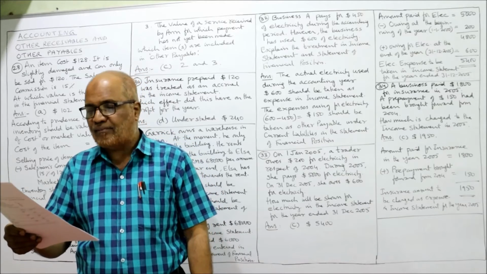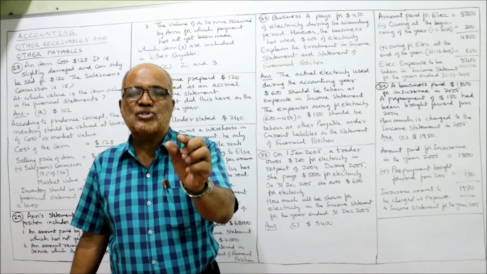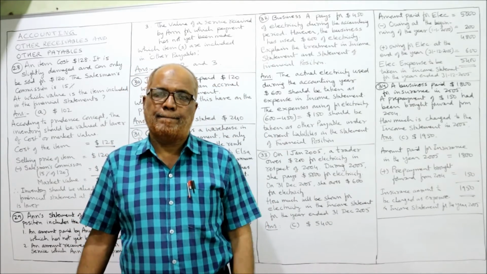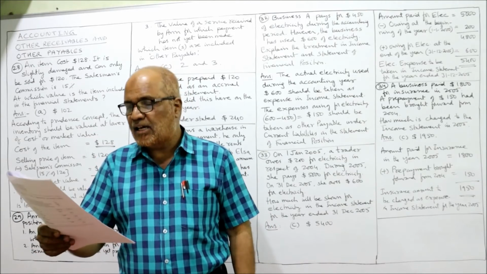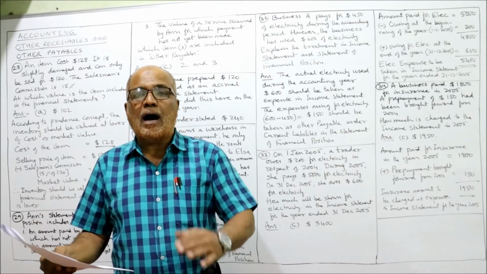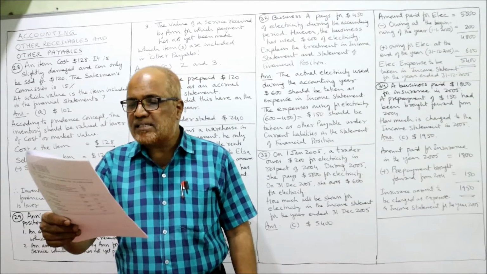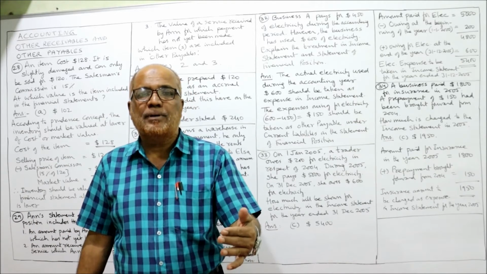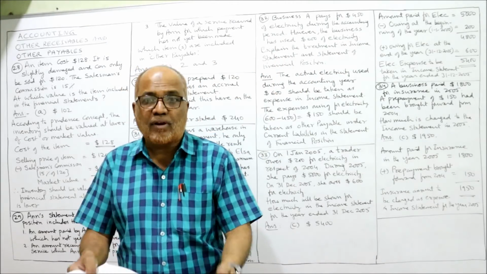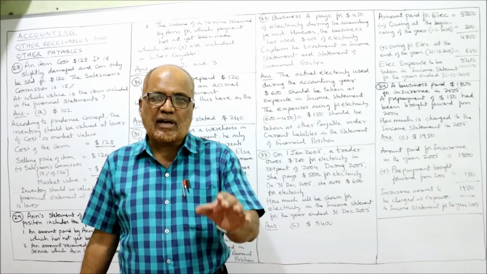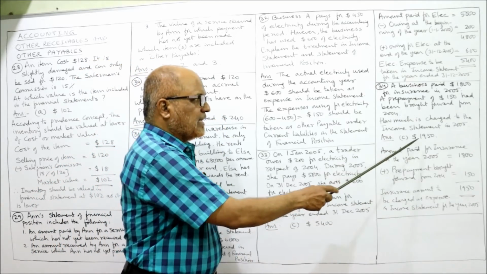For which year? For the current year 2005. How much is charged to the income statement in 2005? How much insurance should be taken as expense in the year 2005? 1,800 is the insurance paid during the current year. Apart from that, 150 was paid last year for the current year. So we add up the 1,800 paid during the current year and the 150 paid in the last year for the current year. So the answer is 1,950.